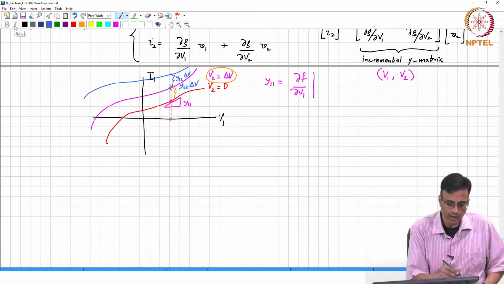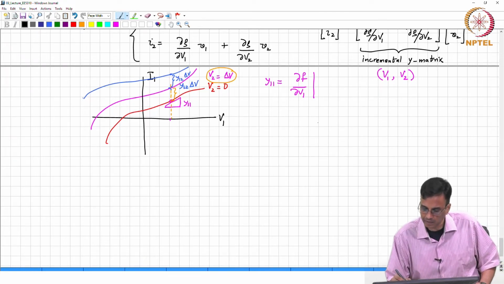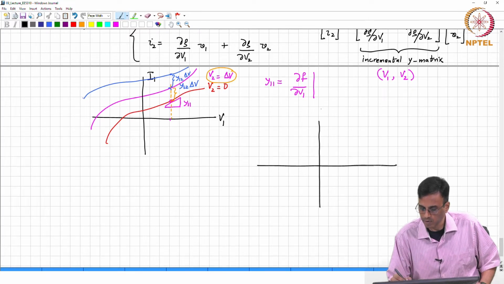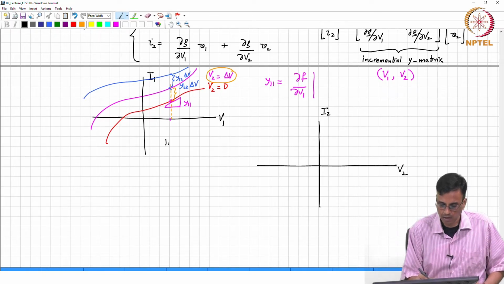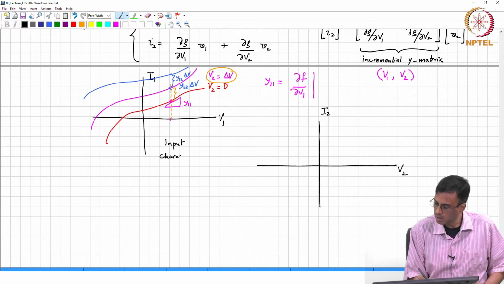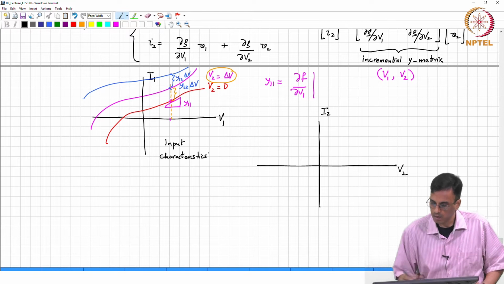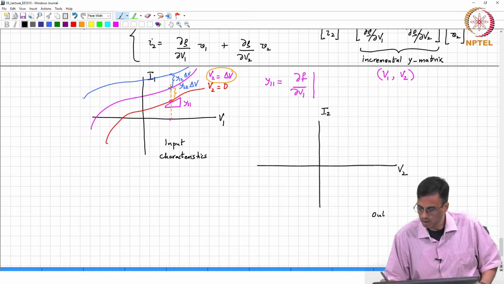Similarly, the output characteristics, where we plot I2 versus V2, will follow a similar trend. So, these are the input characteristics, and these are the output characteristics.